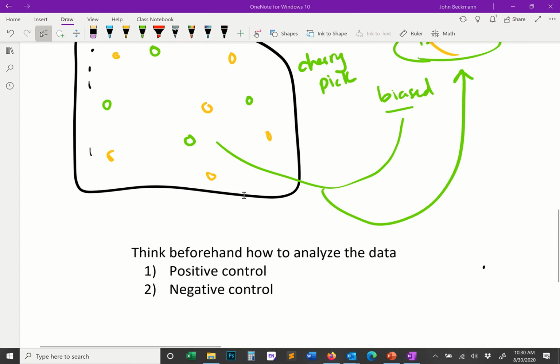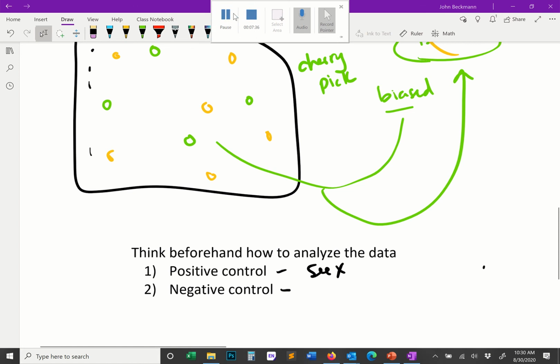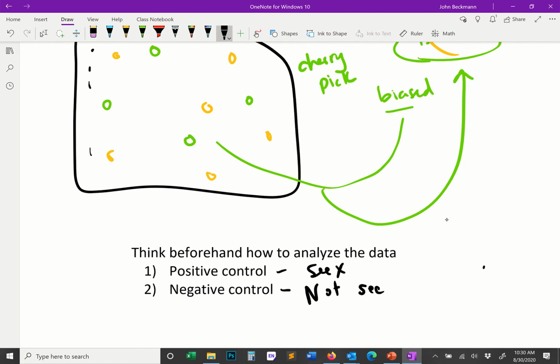So a positive control would be, if my experiment is working, I will for sure see X. And a negative control would be, if the experiment is working, I will for sure not see Y. These are negative and positive controls. Always set yourself up beforehand with a robust positive and negative control.